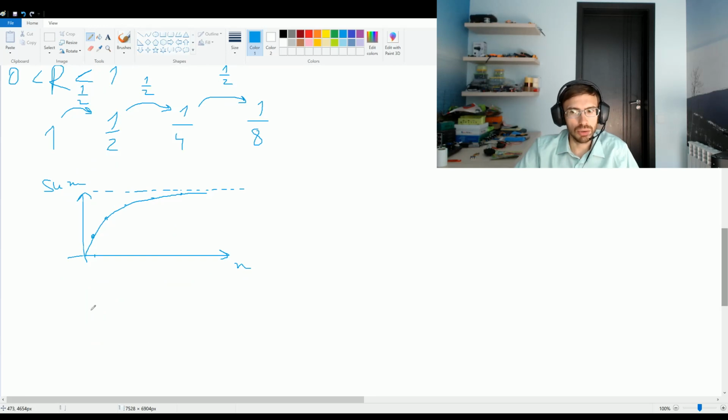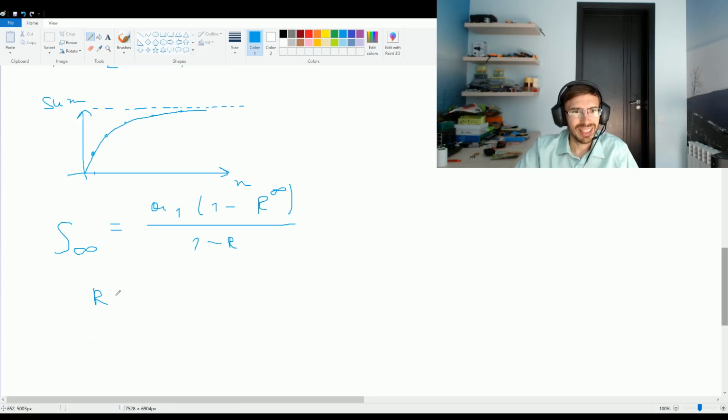Let's calculate using the formula. So what is happening now? The formula for S infinity will be the same. It will be a1 times 1 minus r, but this time to the power infinity, over 1 minus r. But since r is less than 1, r to the power infinity will be 0.